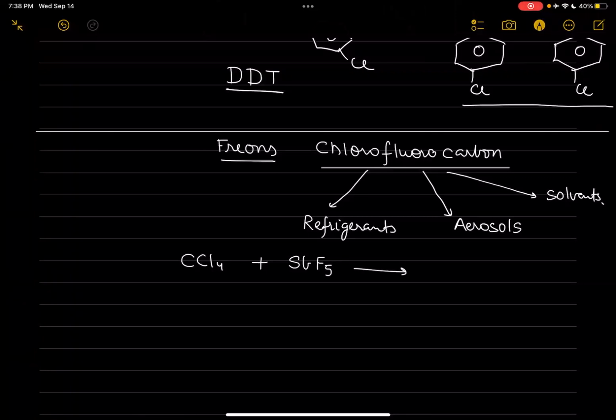So what happens here is some of the fluorine from SbF5, which is antimony fluoride, comes out, and they get connected to the carbon, and the carbon actually changes to CCl2F2. Plus, this is the Swarts reaction.